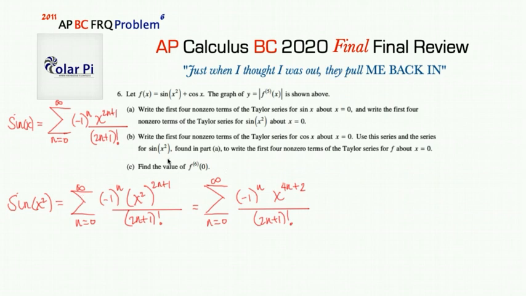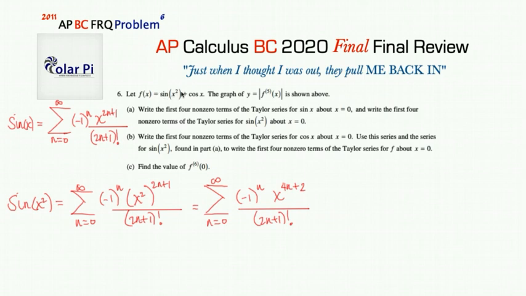So this answer is part A. And part B says, write the first four non-zero terms of the Taylor series for cosine. Why do they keep saying that? They could just say Maclaurin series for cosine and use the series for sine x squared found in part A to write the first four non-zero terms of the Taylor series, so the Maclaurin series for f.